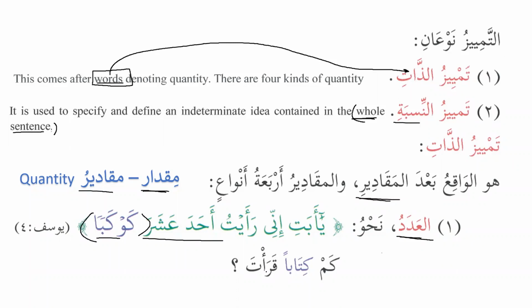Kam kitaban qara'ata, how many books did you read? And also we have learned about kam, that after kam, the noun is mansub, the noun is singular, and the noun is indefinite. So it's clear now that after kam we can also have tamyiz as well. We can say kam waladan lak, kam bintan lak. So after that the noun is singular, and also the noun is mansub. So the first thing that we can see over here is adad.